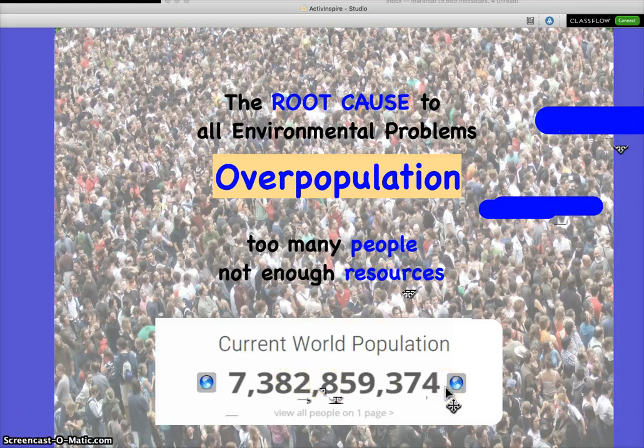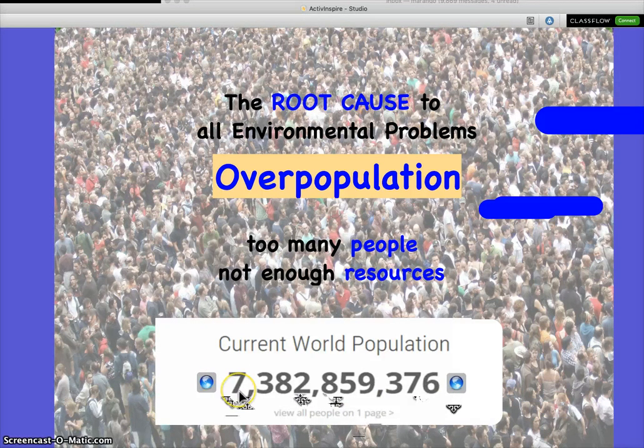Here's our current world population clock. Anybody know what the three top populated countries are? India, China, and us. Every time I look, it's either India, China, us, right? But they have a billion people. We have 300 million, right? It's a big, big difference.